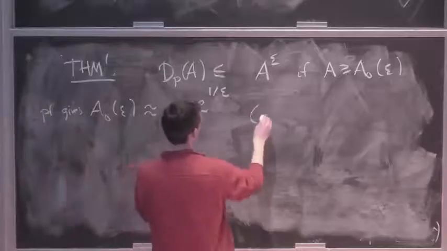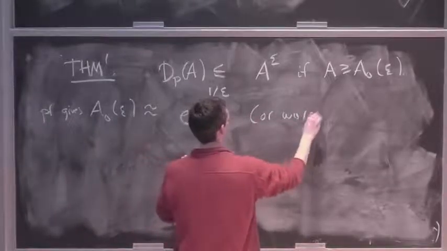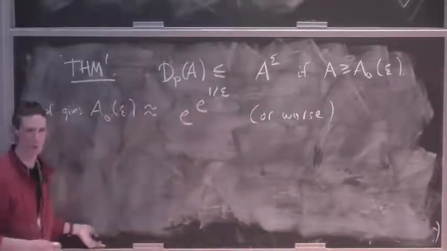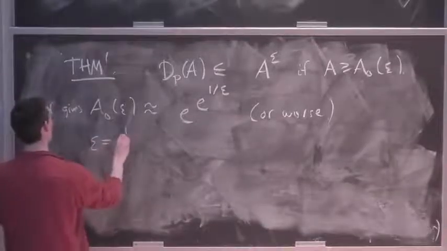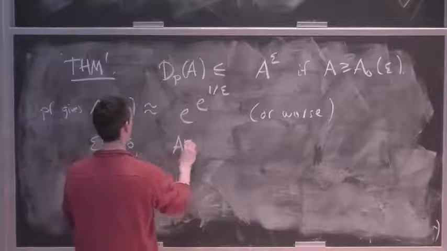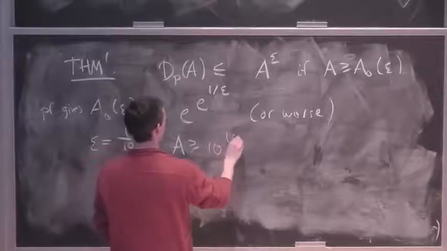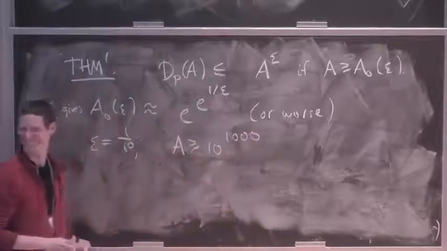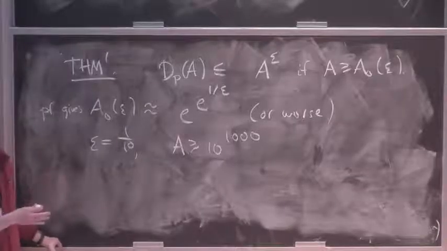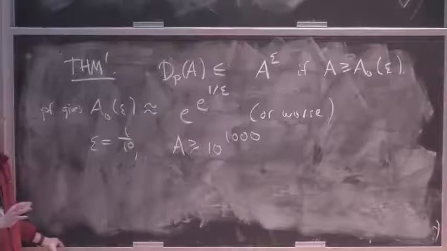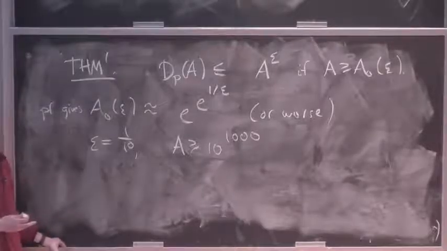Or worse than this. The truth is complicated, but it's something like this. You all can do this, but for example, if epsilon is 1/10, we need a to be bigger than probably 10 to the 1,000, maybe 10 to the 10,000, something like that. Something that I'm tempted to call astronomical, but I have relatives who are actual astronomers, and there are no numbers that big in astronomy.